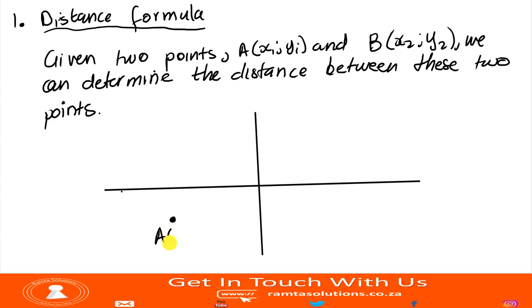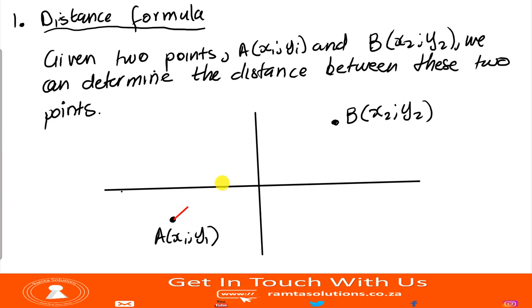What were the coordinates of A? They were x1, y1. And then let me say B is here. What were the coordinates of B? They were x2 and y2. So we are looking for the distance between these two points. Let me join them and draw a line. So we're looking for this distance.